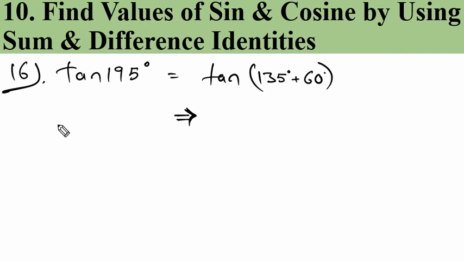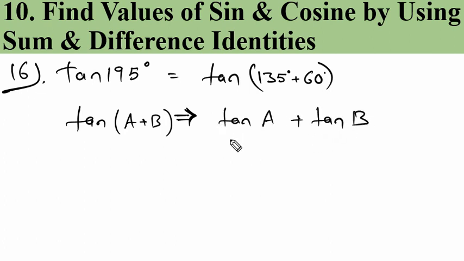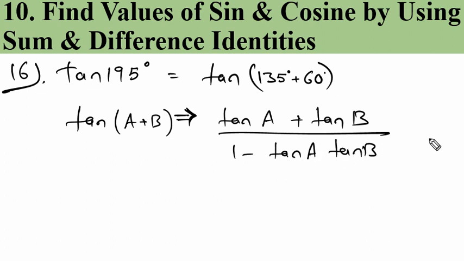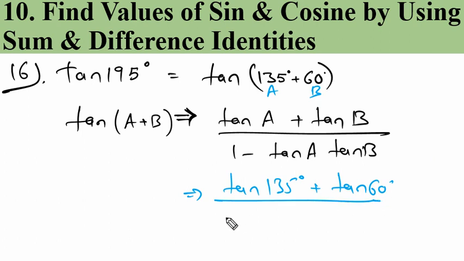So yep. Now tan A plus B, the trigonometric identity for this one, is tan A plus tan B over 1 minus tan A tan B. Now how will I solve this? This is your A, B: tan 135 degree plus tan 60 degree over 1 minus tan 135 degree multiplied with tan 60 degree. Now substitute the values and you can solve it, right?